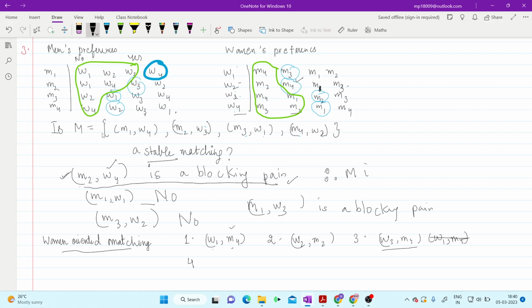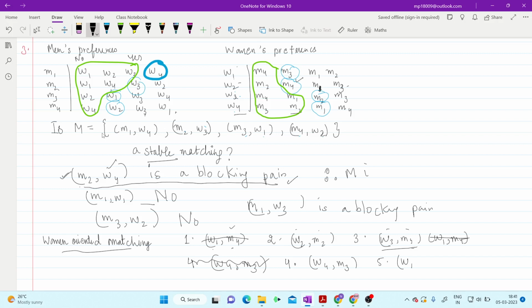And what is the fourth pair? W4M3. Oh, no, wait. Sorry, there's some error. W3 prefers M4, so W1M4 got cut. Now W2 is engaged to M2, W3 is engaged to M4. At fourth step, W4 gets engaged to M3. Now what about W1?